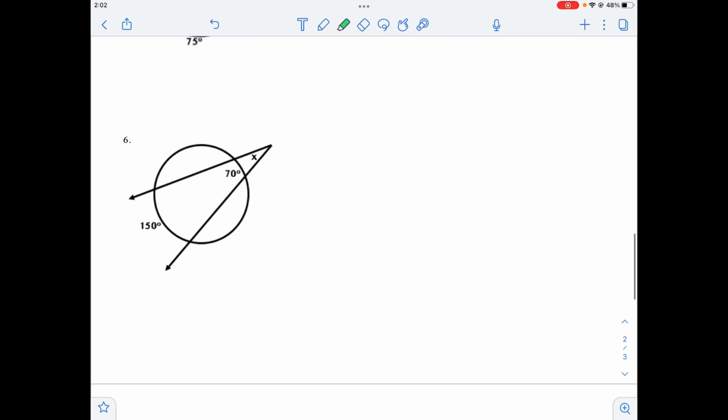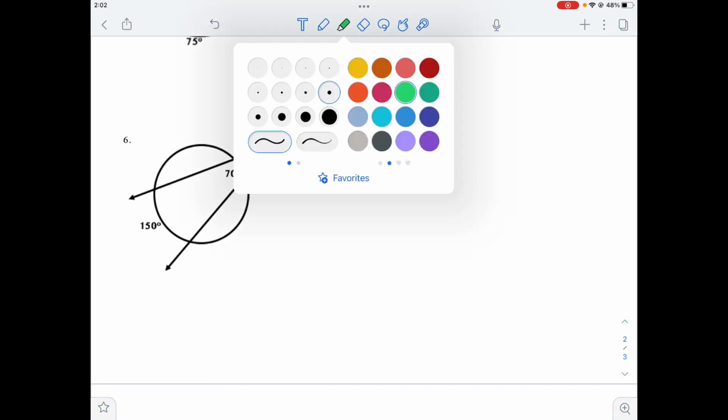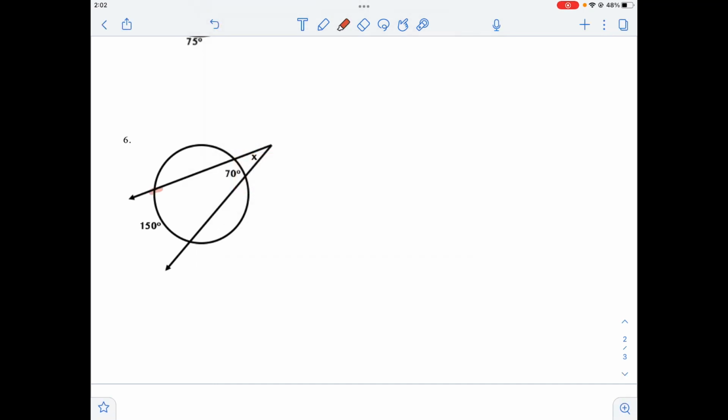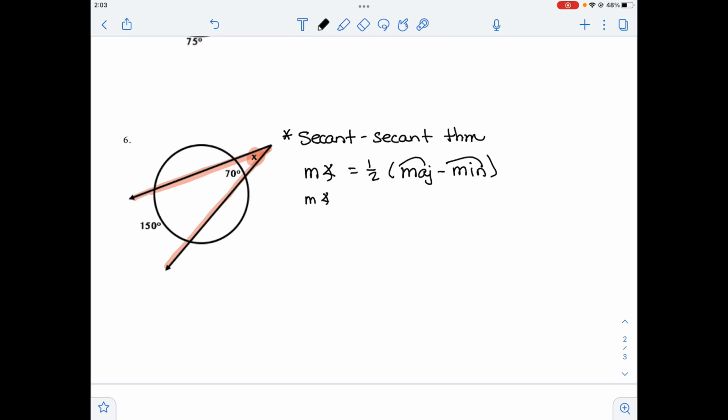Number 6, we have a secant and a secant. So notice that this goes through both sides, and so it's not just hitting one spot, it's not a tangent. It goes through both sides, and we've got this angle out here on the outside. So this is a secant, and so the measure of angle x is going to be equal to half of the major, which is 150, minus the minor, which is 70, and when we do our math, we get the measure of angle x is 40 degrees.